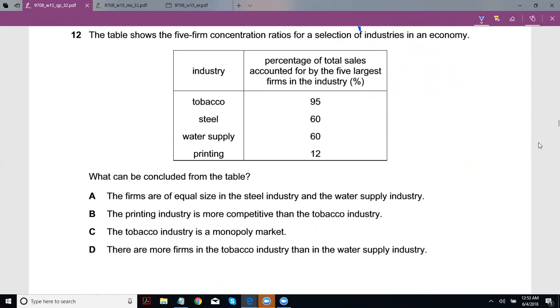12, the table shows the 5 firm concentration ratios for a selection of industries in an economy. So the idea here is that you take the top 5 firms and you have to see how much of the entire industry's output they produce. Which gives you an idea of the market concentration basically. So what can be concluded from the table? The firms are of equal size in the steel industry and the water supply industry. So the top 5 firms have the same proportion of the total sales in steel and water supply.